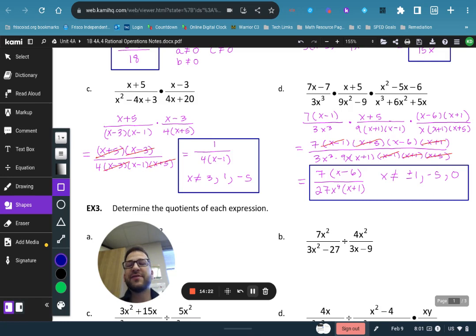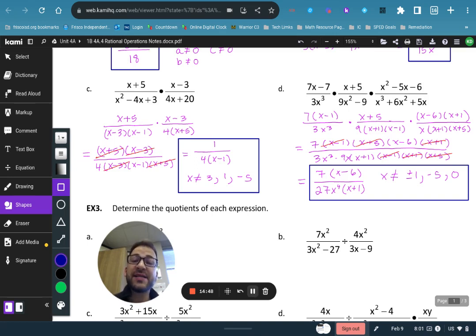7 and 27, 7's prime, and 27's not divisible by 7. So that's as simple as that gets. Looking at what canceled out, we canceled out x minus 1, so that's 1. X plus 5, so that's negative 5. X plus 1, which is also negative 1. So positive and negative 1 and negative 5. And then we still have that x to the 4th. So that's going to give us our 0.